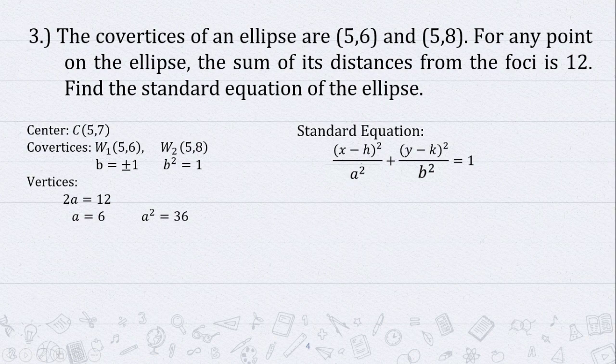Since we already have the values of b squared and a squared, we will simply substitute it to get our standard equation. Since we don't have to write 1 as our denominator, our final answer is quantity x minus 5 raised to 2 all over 36 plus quantity y minus 7 raised to 2 is equal to 1.